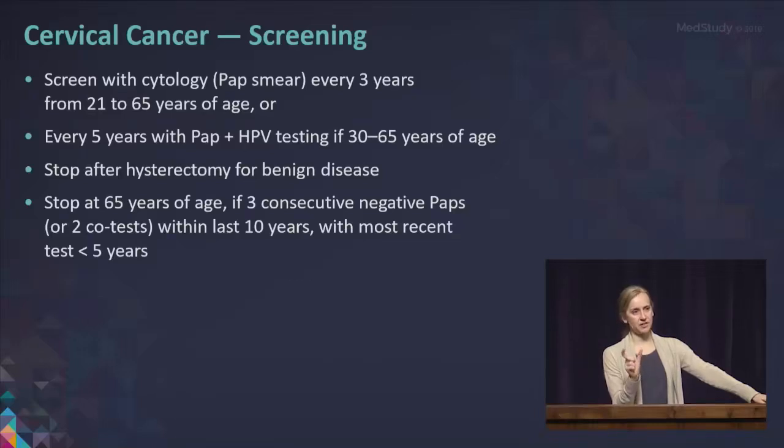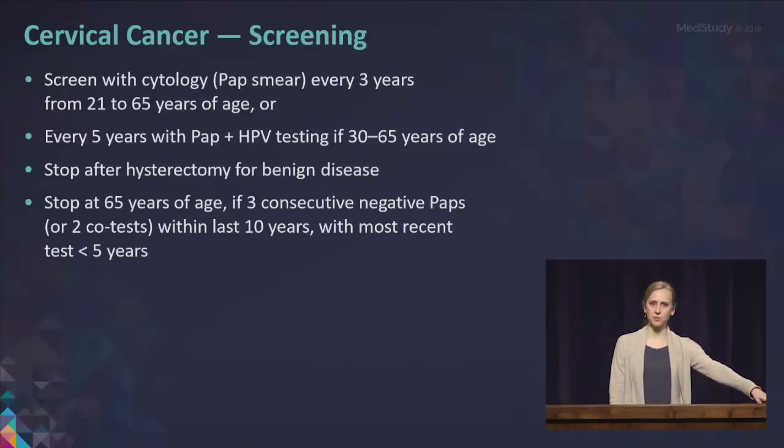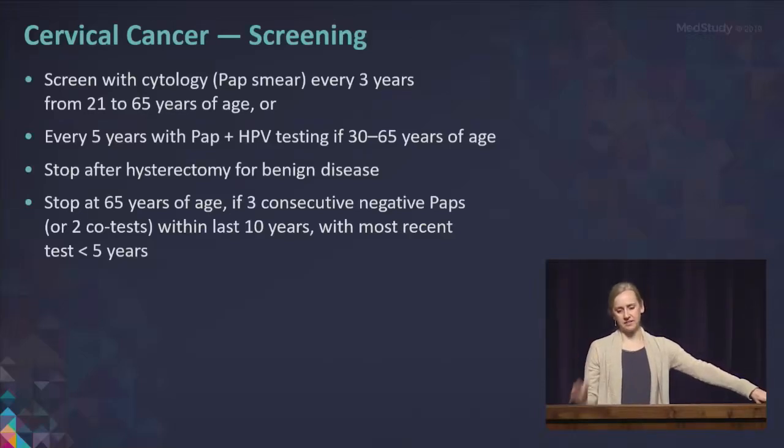So between 21 and 30, we test with Pap screening alone. Here it goes for 3 screening, Pap screening alone. We do not send an HPV test on a person between 21 and 30 unless they have ASCUS, right? So atypical cells of unclear significance, and we're trying to risk stratify them and decide what the next screening interval is going to be. After they're 30, though, many women will have cleared their HPV viruses.